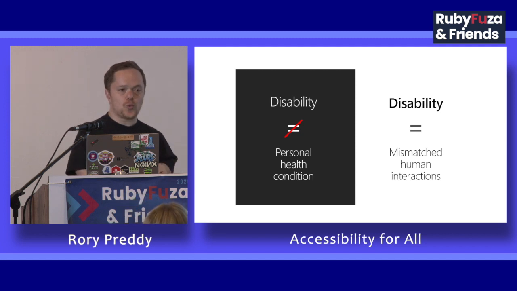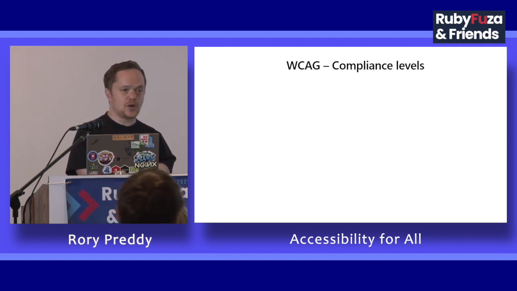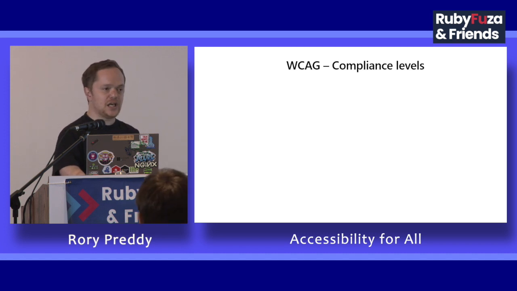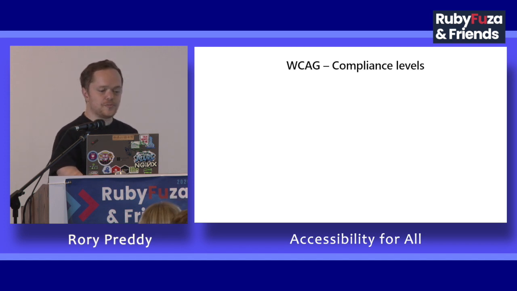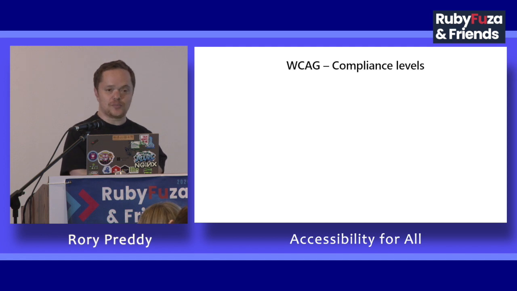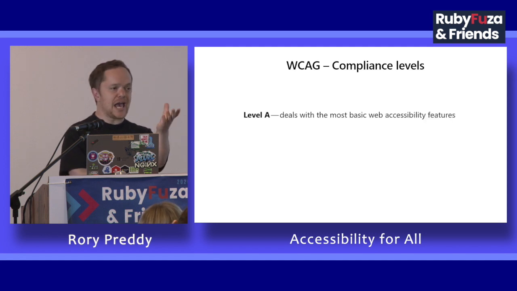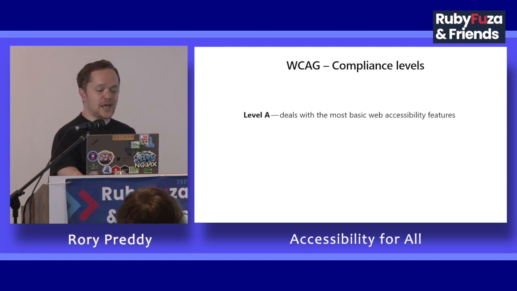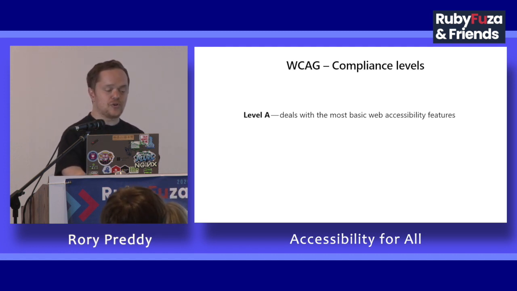So let me introduce WCAG, the accessibility guidelines. And we're going to focus a little bit on web, but there are also accessibility guidelines for apps, though. So level A deals with most basic accessibility features. Having an alt tag on an image would be level A. Level AA signifies the biggest and most common barriers for disabled users.